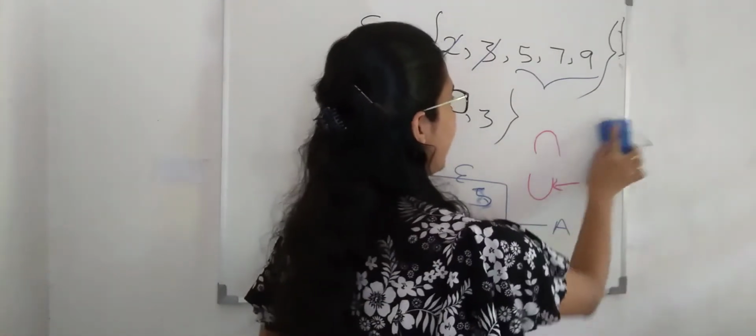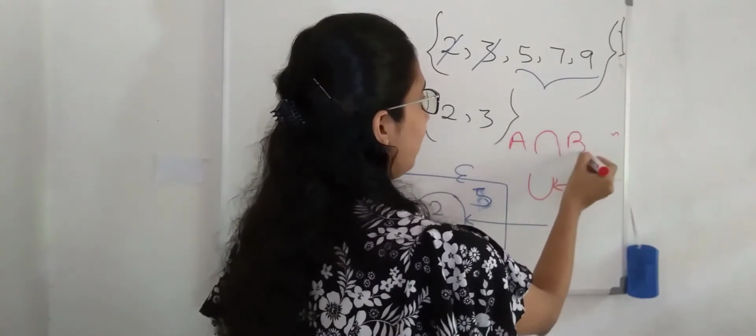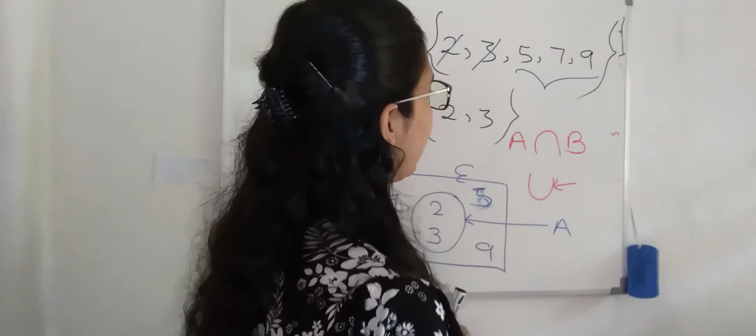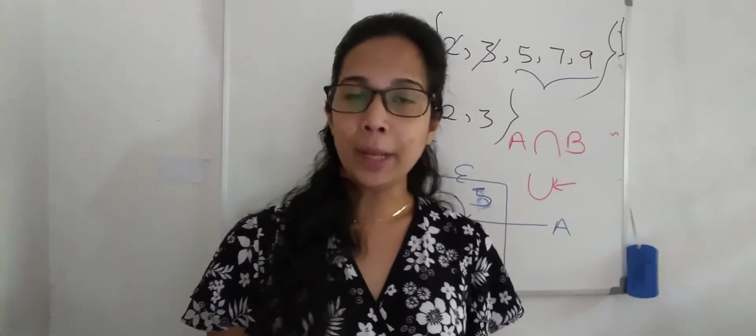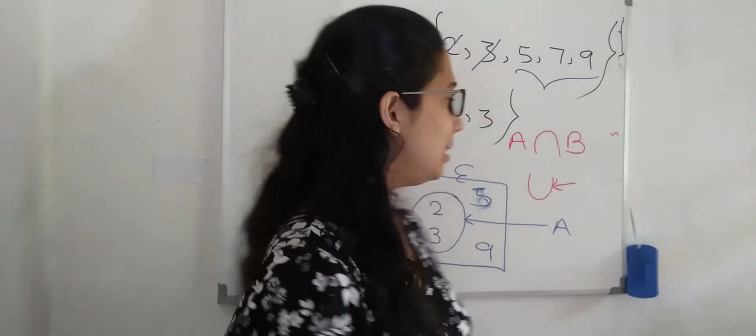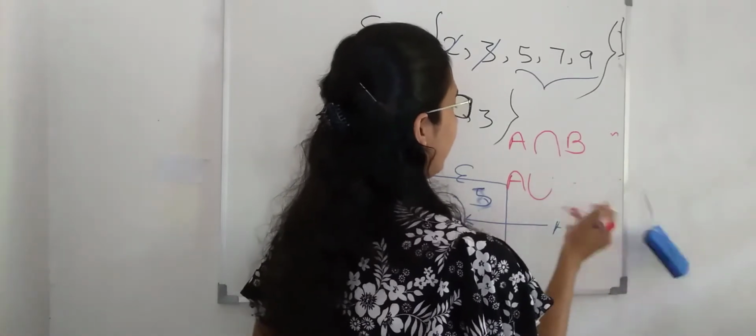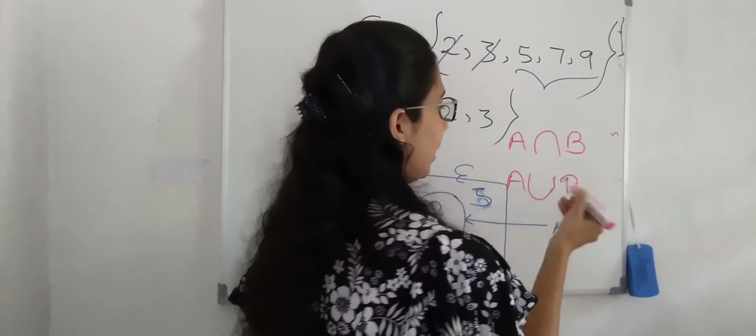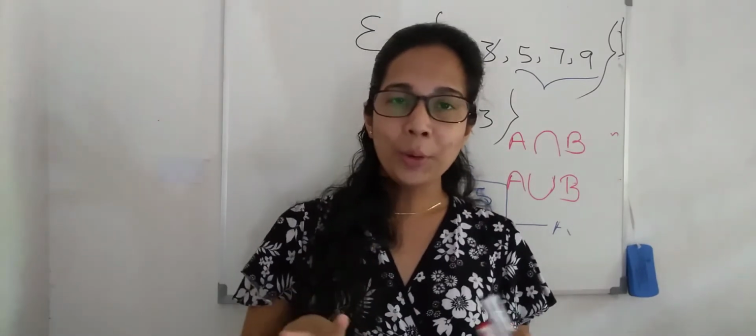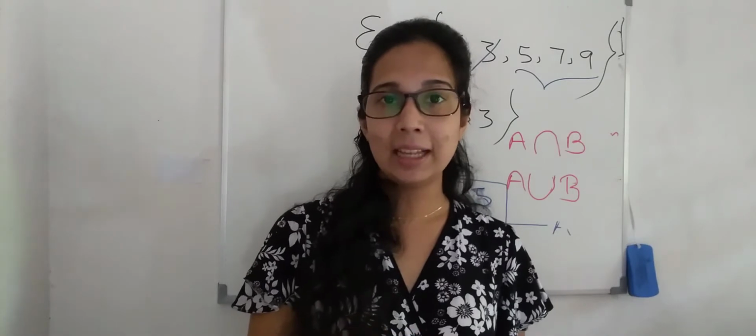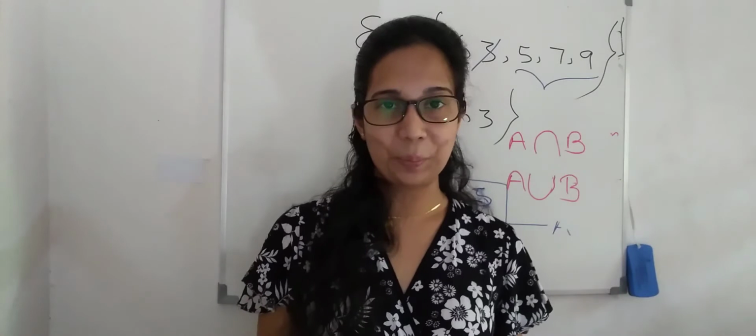This is the way, right? A intersection B. Now I want to find out A union B. How to denote that? This is the way. A union B, right?